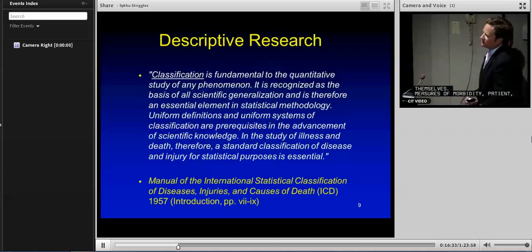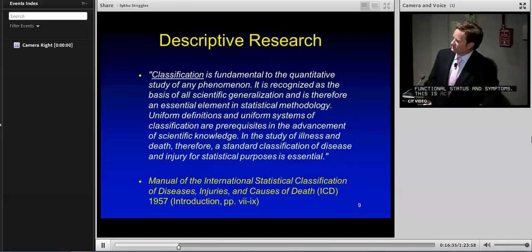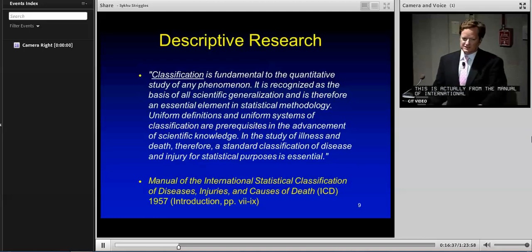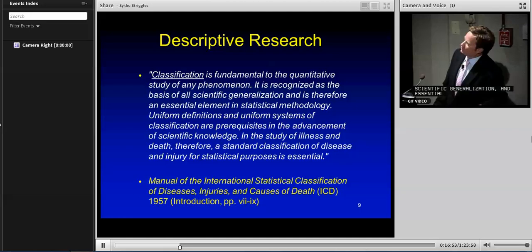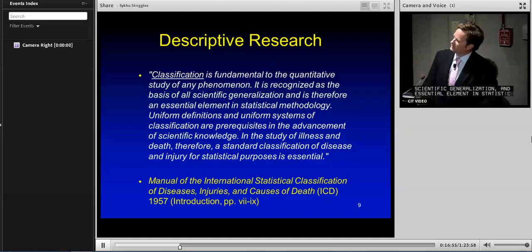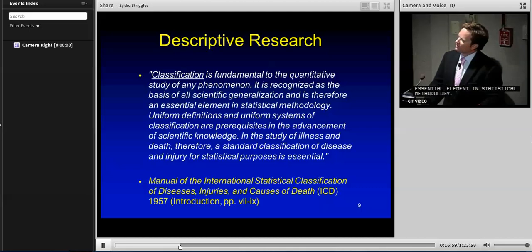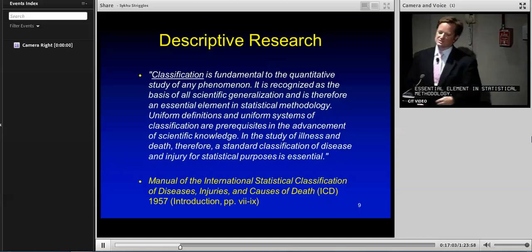And this is actually from the Manual of International Statistical Classification of Diseases way back in 1957. And it said classification is fundamental to the quantitative study of any phenomenon. It is recognized as the basis of all scientific generalization and is therefore an essential element in statistical methodology. Uniform definitions and uniform systems of classification are prerequisites in the advancement of scientific knowledge. In the study of illness and death, therefore, a standard classification of disease and injury for statistical purposes is essential.